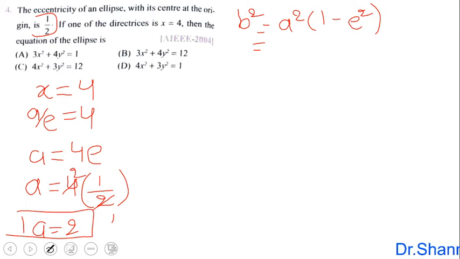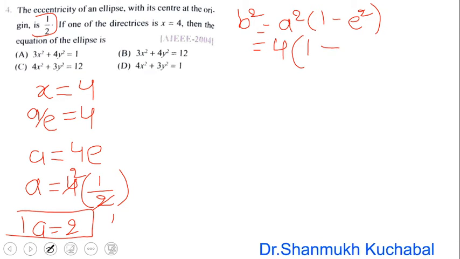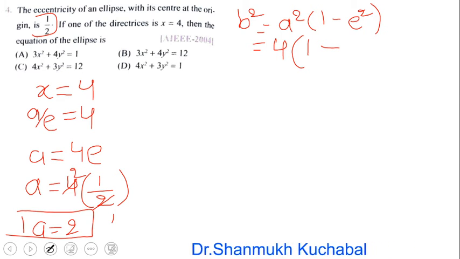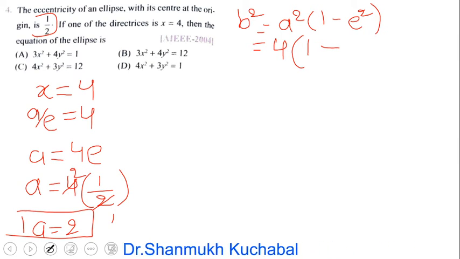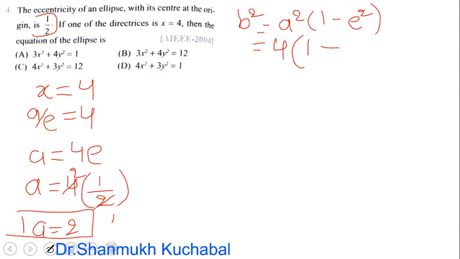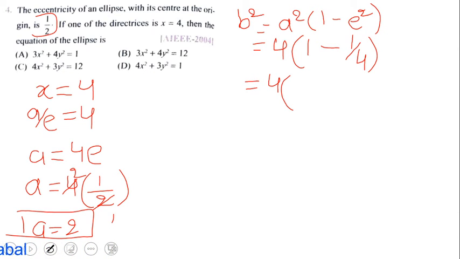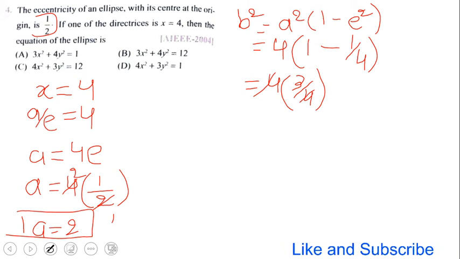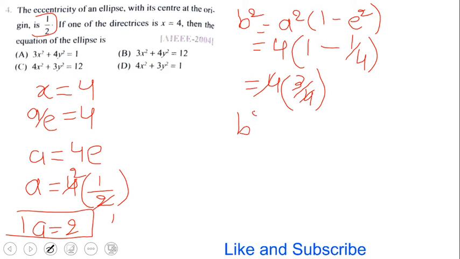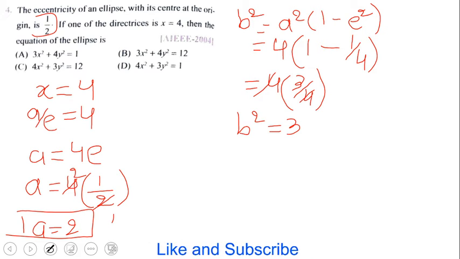So further, the a value I will substitute. So a is 2, just now we have calculated. So a square is 4 we are going to get. 1 minus, as it is, e is eccentricity, it is 1 by 2. So e square, 1 by 2 whole square, is 1 divided by 4. So further 4 is as it is, simplify 1 minus 1 by 4, we are going to get 3 divided by 4. So from the numerator and denominator 4 gets canceled. So b square equal to 3. So this is the solution we are going to get.